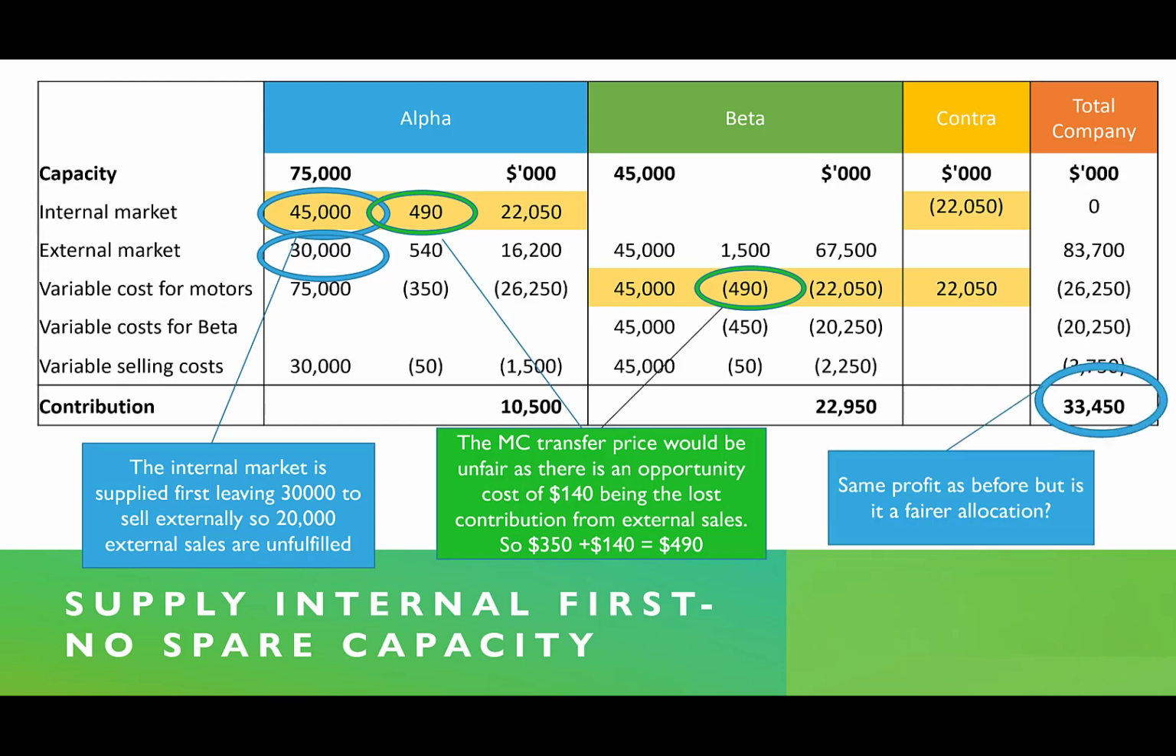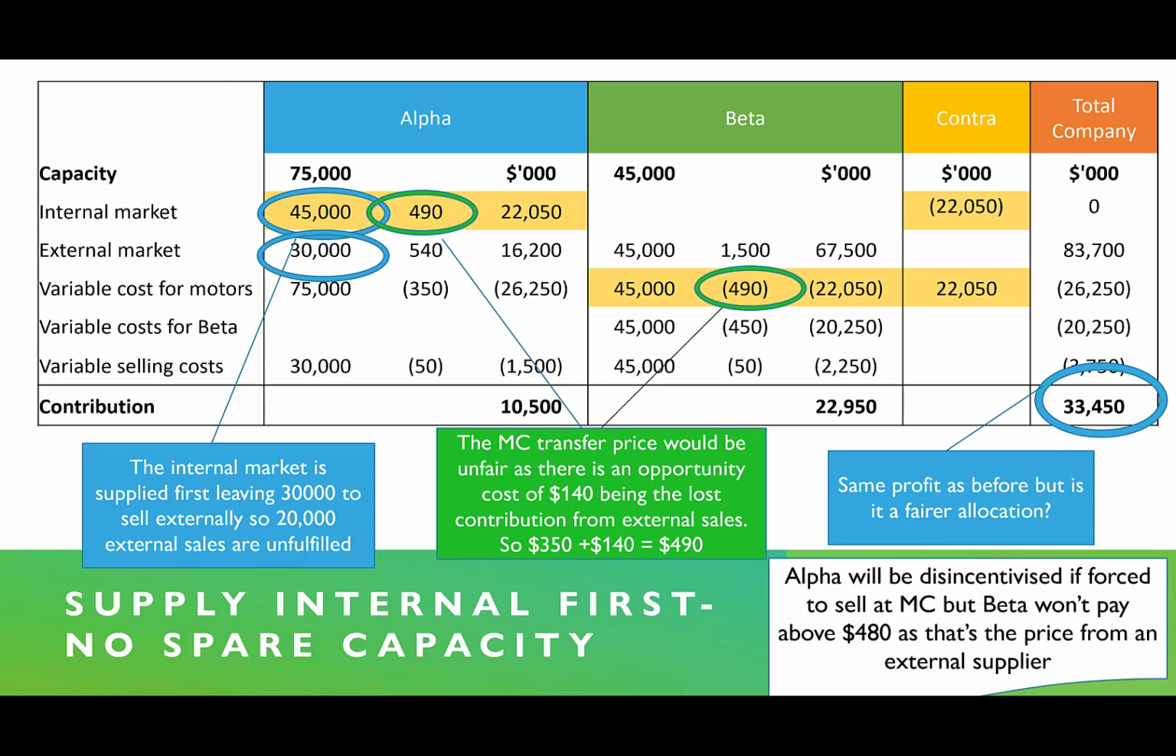Now please notice it's the same profit as before, but is it a fairer allocation? Alpha will be disincentivised if forced to sell at marginal cost now, but Beta won't pay above 480 as that's the price from the external supplier. Now this is where your capacity is limited. So really the minimum price that Alpha will accept is the marginal cost plus the lost opportunity. But Beta are not likely to go for the 490 because they can get 480 elsewhere.